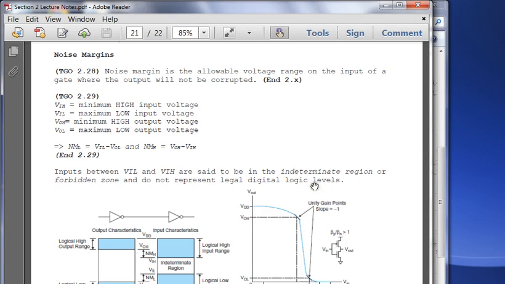So some people call it the indeterminate region. Some people call it the forbidden zone. Fans of Archer might call it the danger zone. Yes. Good. All right. But either way, you don't want to go in there, because this is how we get errors, or lost information. Okay, so does this make sense?